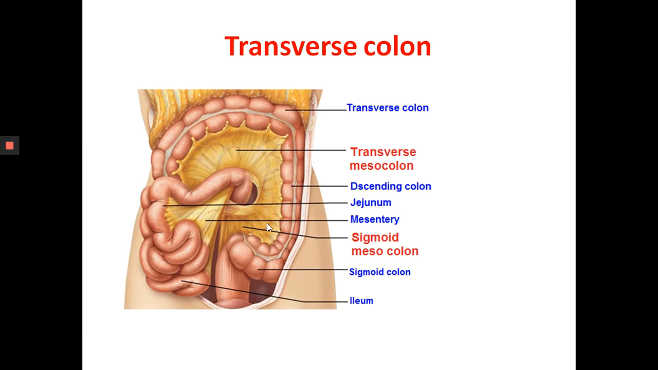The long length of the mesentery permits this part of the colon to be partially mobile. This sigmoid mesocolon is quite long, so it allows the sigmoid colon to be very flexible.